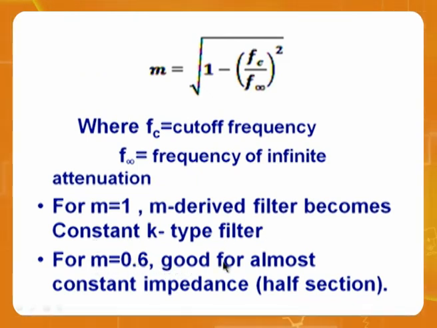For m is equal to 0.6, it's good for almost constant impedance. Please remember, as I said, you need all three filters. M-derived is required to give a sharp rise in the alpha in the stop band.